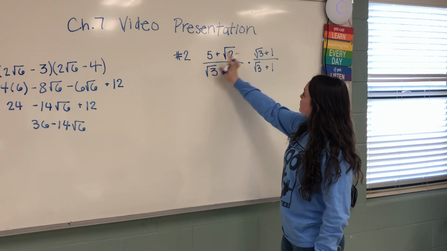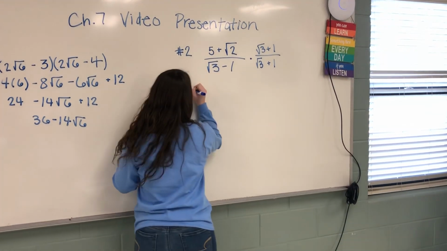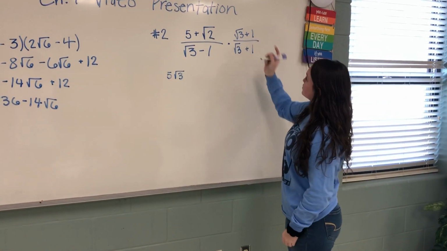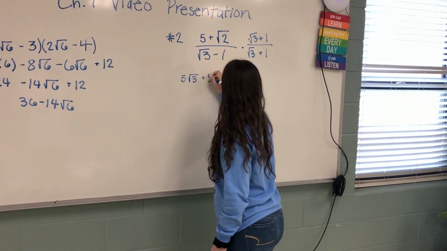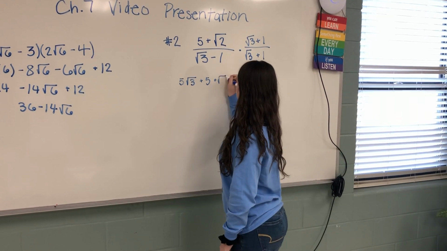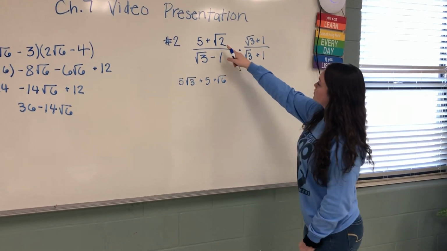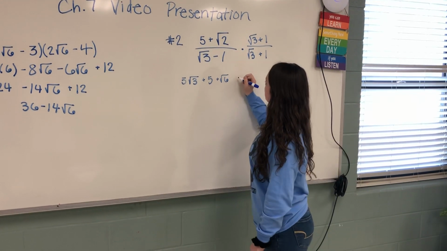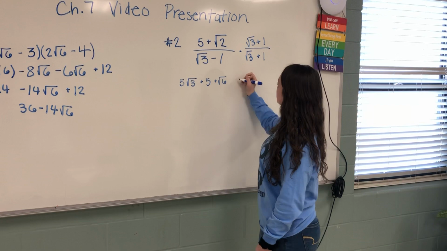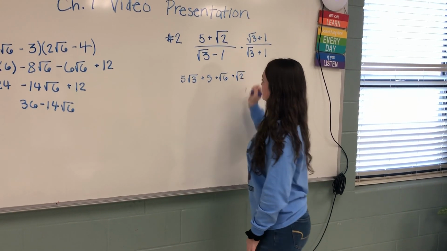So 5 times the square root of 3 is 5 square root of 3. 5 times 1 is 5. Square root of 2 times the square root of 3 is square root of 6. And then square root of 2 times 1 is square root of 2.